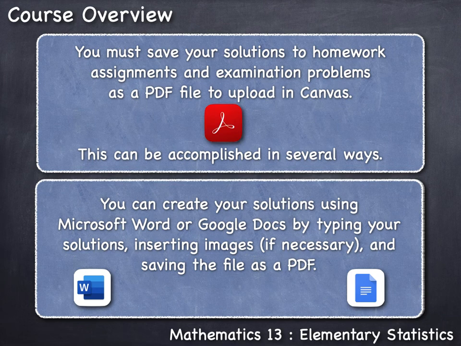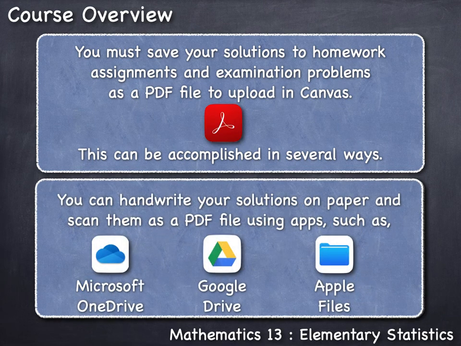Another way to create PDF solution files is if you're going to handwrite your solutions on paper. Instead of taking pictures and inserting them into a Word doc or Google Doc, you can actually scan your written solutions directly as a PDF file using an app such as Microsoft OneDrive, Google Drive, or Apple Files on a smartphone. This is much more efficient because you'll be able to scan the documents directly to a PDF file and store them on your device or store it in the cloud, and then be able to upload them directly into Canvas after you're finished.